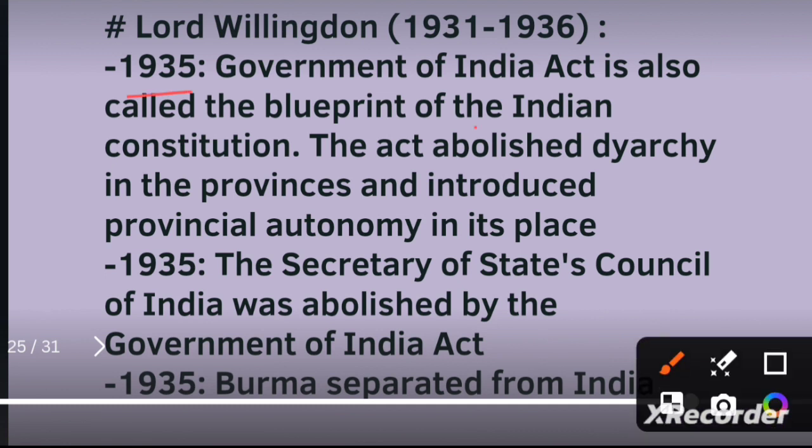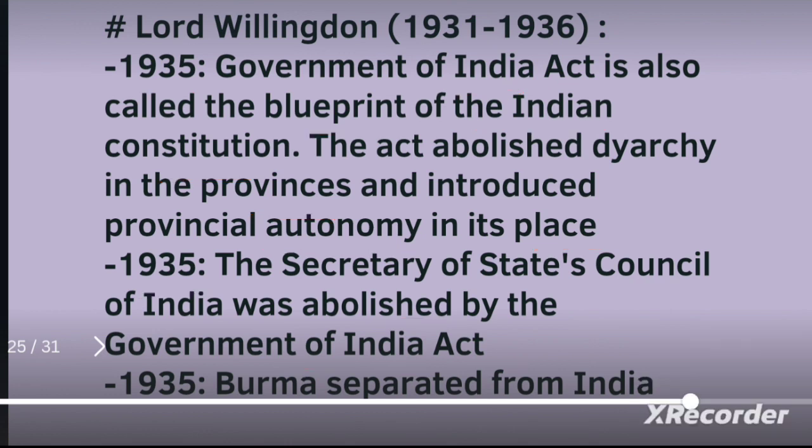1935 Government of India Act is also called a blueprint of the Indian Constitution. The Act abolished diarchy in the provinces and introduced provincial autonomy in its place. 1935, the Council of the Secretary of State for India was abolished by the Government of India Act. 1935, Burma separated from India.